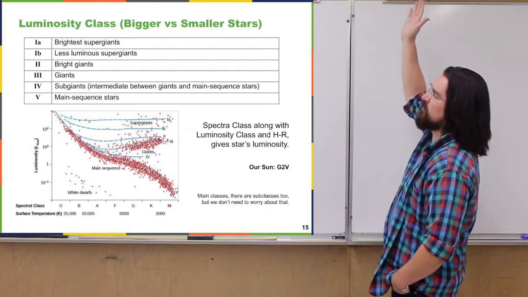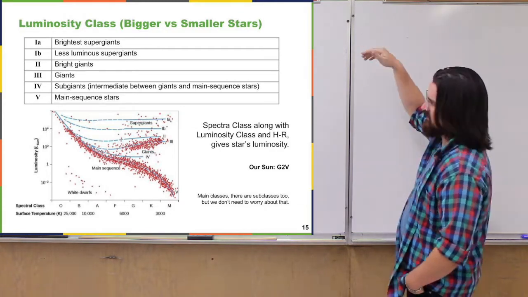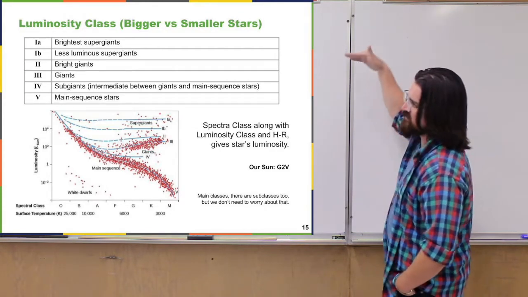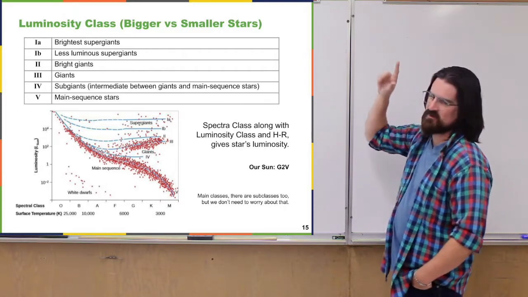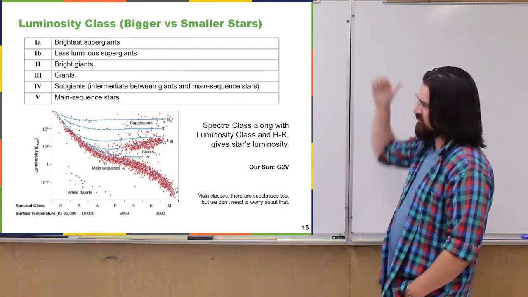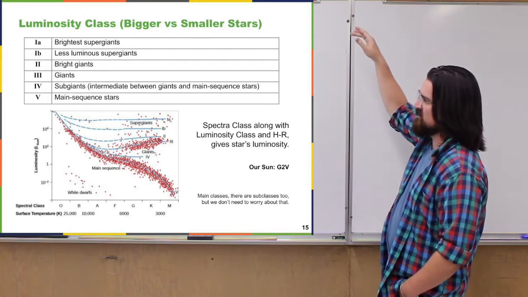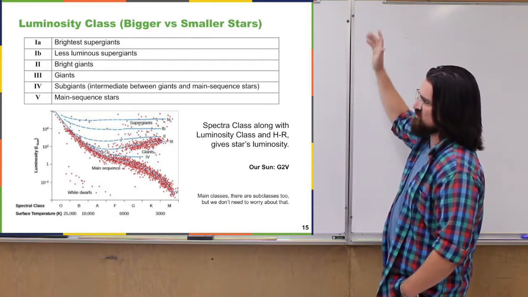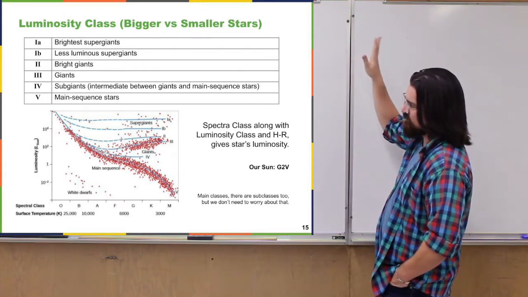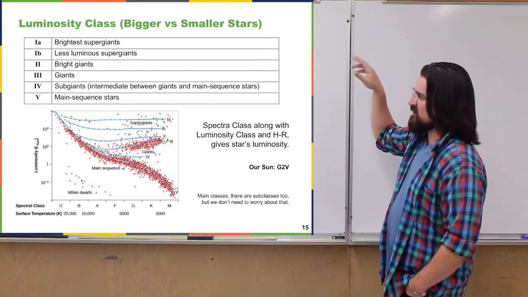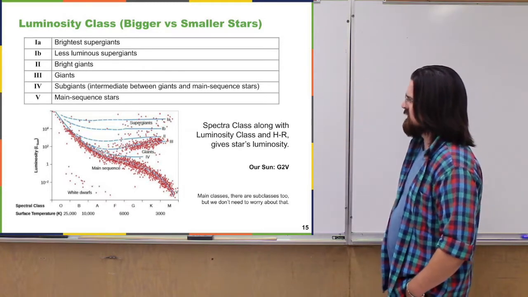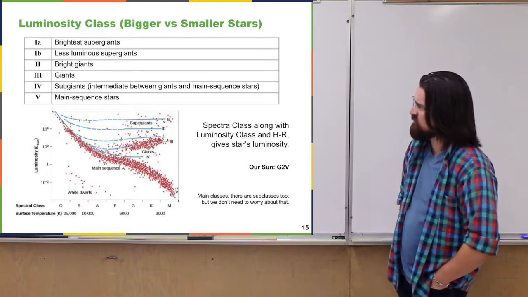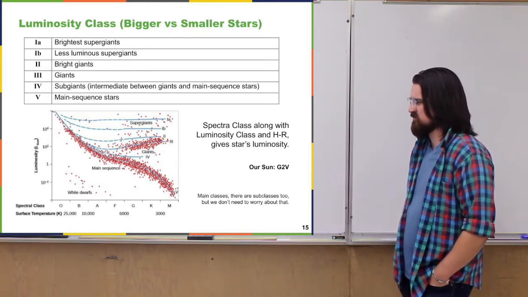So you have the very brightest of the supergiants, and then 1B is like supergiants, but they're a little less bright. Then you just go down in size: luminosity class 2 is really bright giants, 3 is just regular giants, 4 is subgiants, and 5s are main sequence stars.